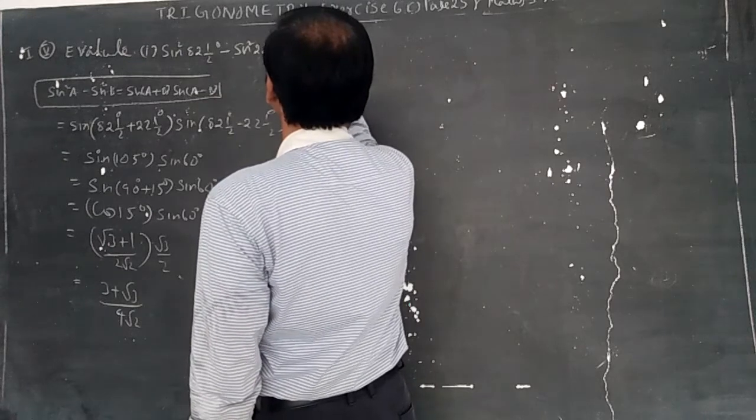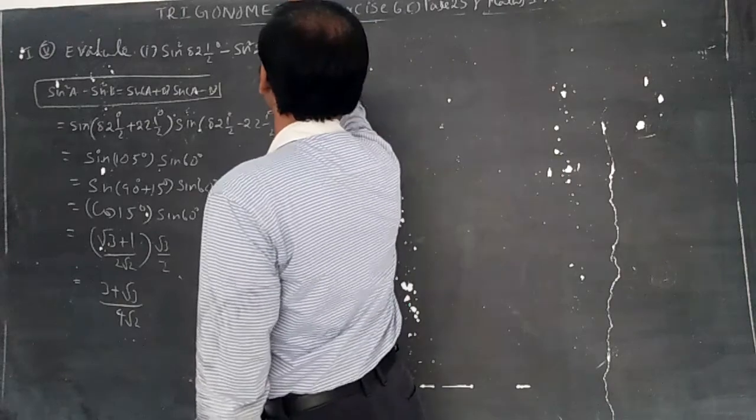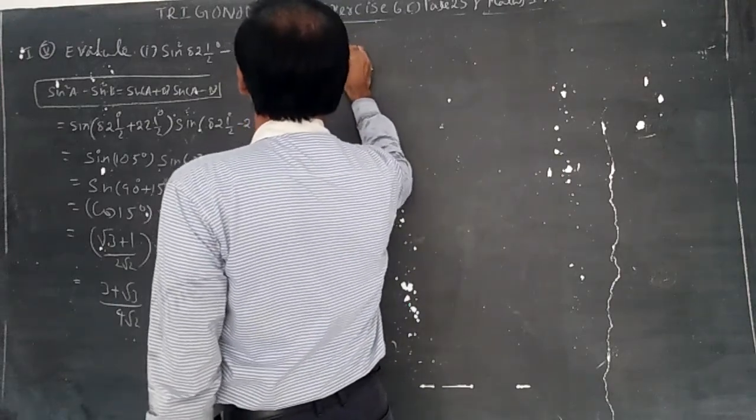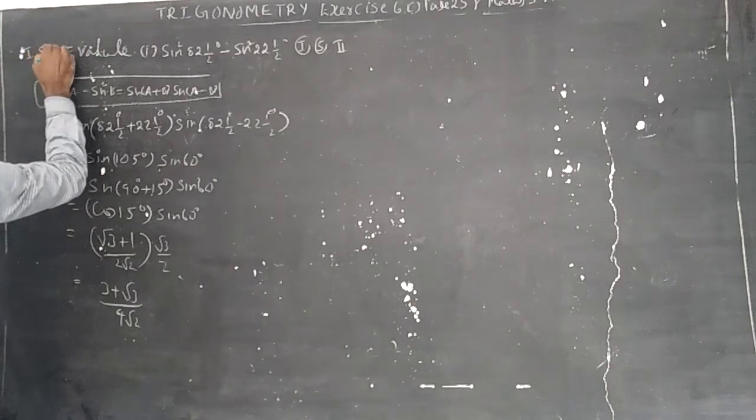In fifth one, Roman number 1, general number 5. This is second one, Roman number 1, general number 5. This is first one.